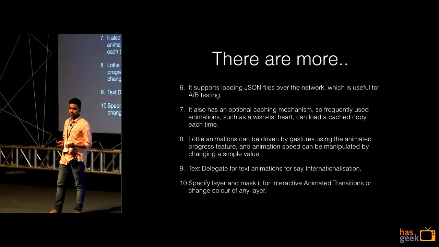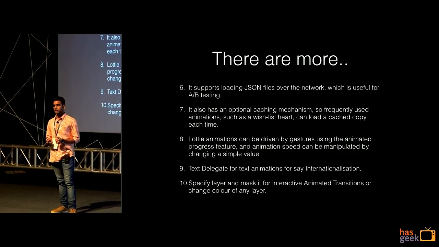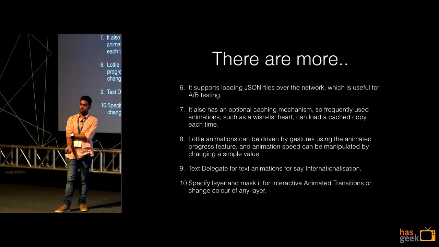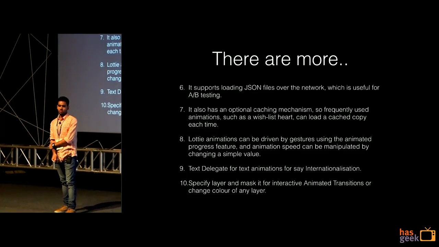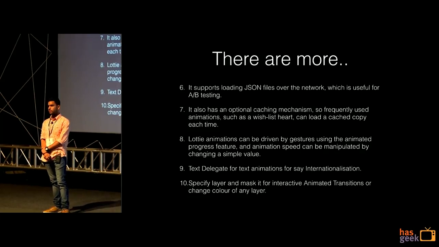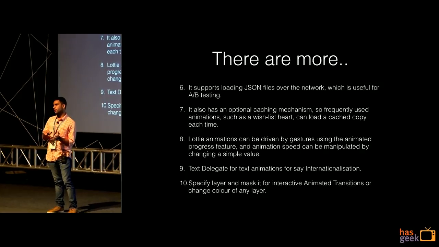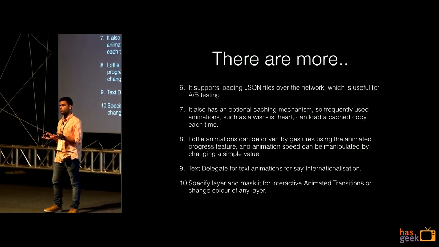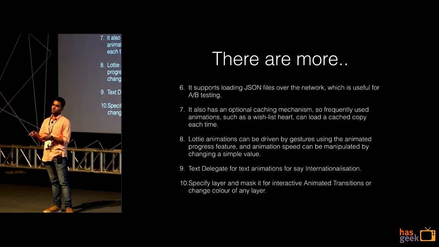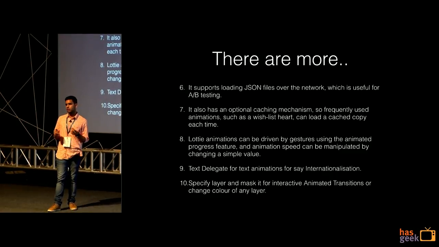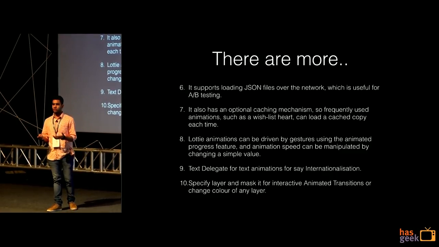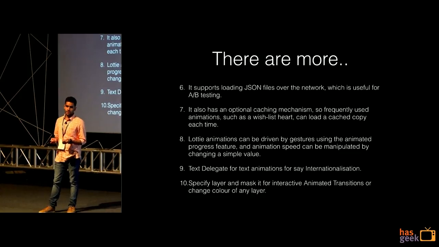And then there's a text delegate for text animations, maybe for internationalization or localization, as we like to call it. Now, what this does is we can do any kind of animations from text, and we can set the text. Like I want to set it as Fragments 2017. It'll show it. If I want to change it, I can.